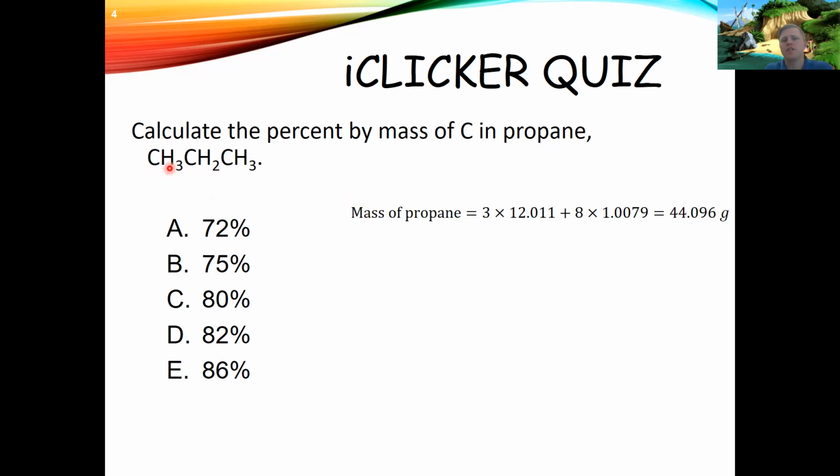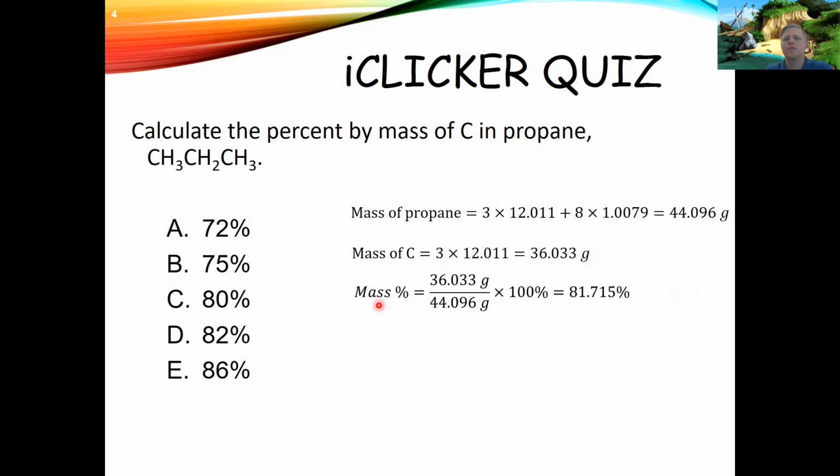Then I'll figure out just the mass of carbon here. So there's 3 carbons, so 3 times 12, right? Still just part of this top equation where we figured out the mass of propane. So the mass of carbon that's here, 3 times 12 is 36 grams. And so what we'll do for calculating the mass percent is take that 36, divide it by 44 times 100, and get 81.715, which is about 82% here.